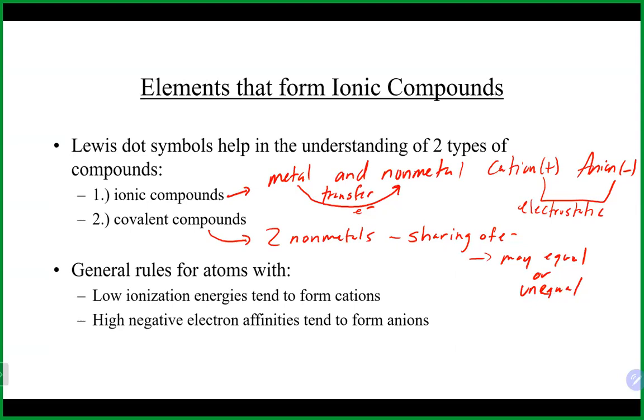So the general rule says that any atoms with low ionization energy will typically form cations. Again, that means it doesn't take a lot of convincing in terms of energy to remove an electron. Things with high electron affinity means that they like electrons, right? That's sort of what affinity means. And again, they typically will gain electrons and form anions. Any questions on that there?